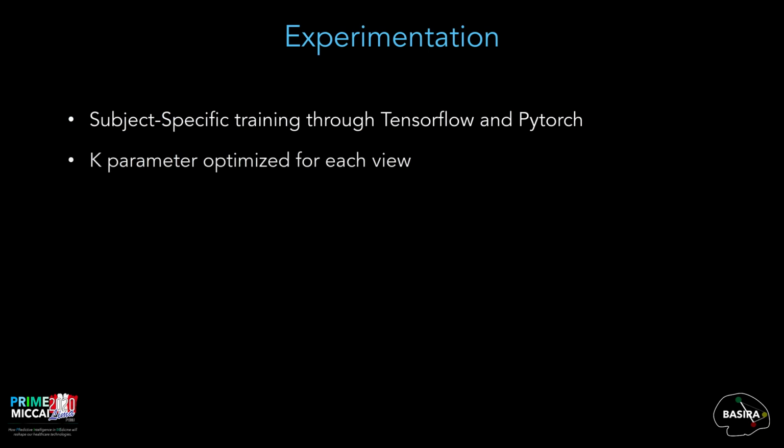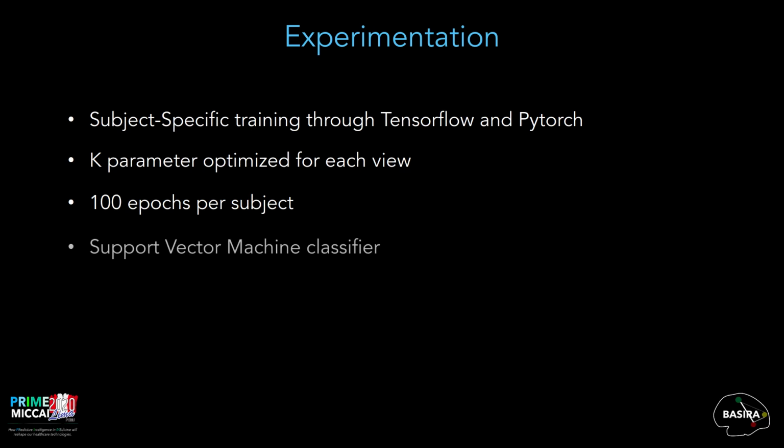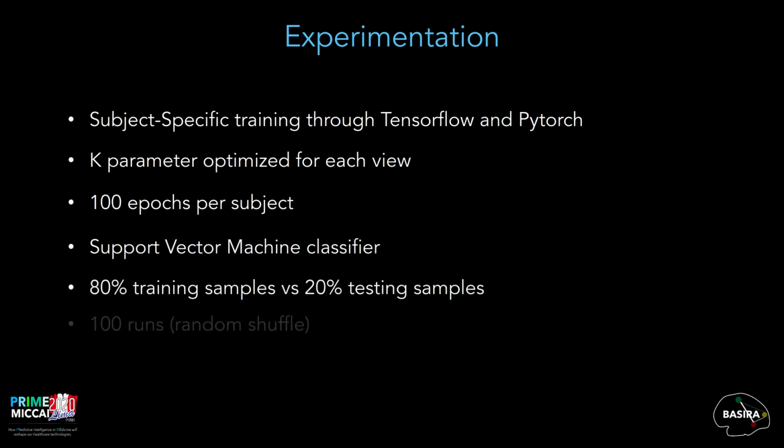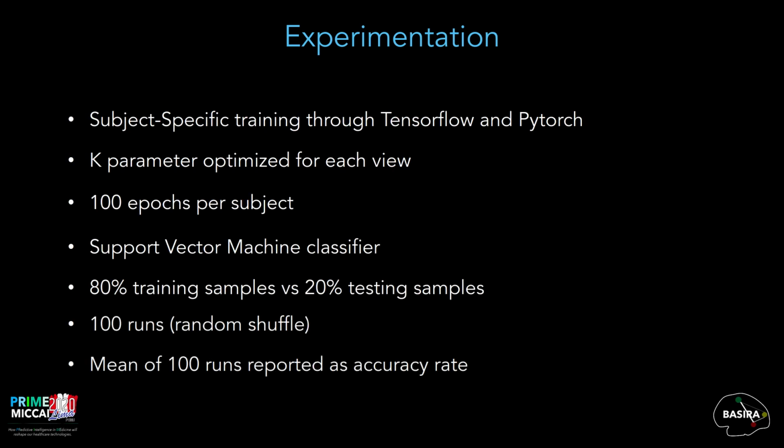The k-parameter for the nearest neighbor algorithm is optimized for each view. The model is trained for 100 epochs per subject. A support vector machine classifier is also trained for the discriminativeness evaluation. The dataset is divided into 80% training and 20% testing. The SVM is run 100 times with random shuffle, and the mean of the 100 runs is reported as the accuracy rate.